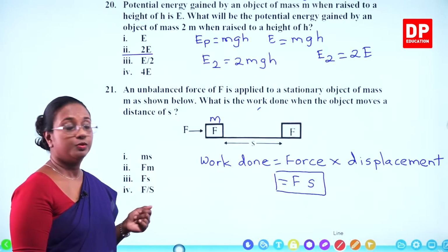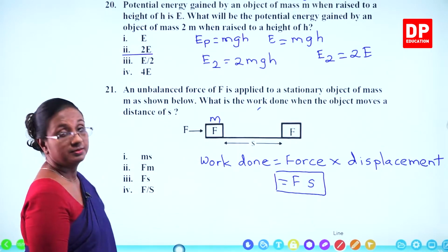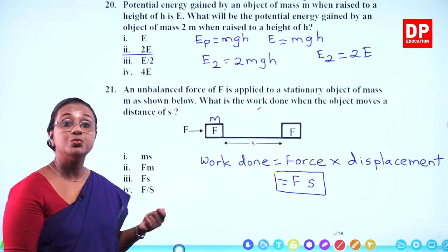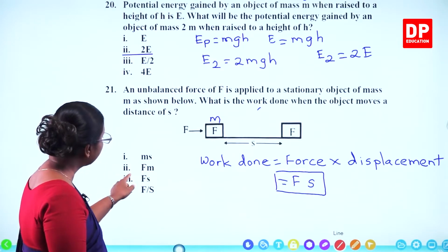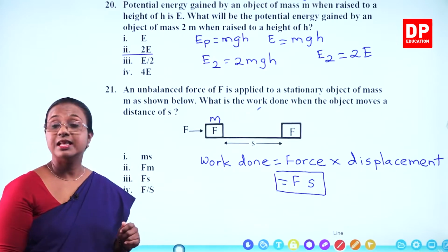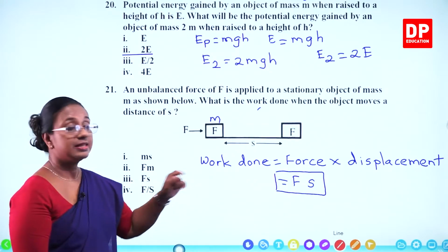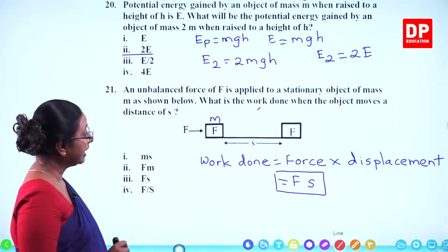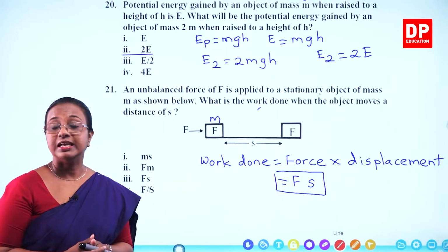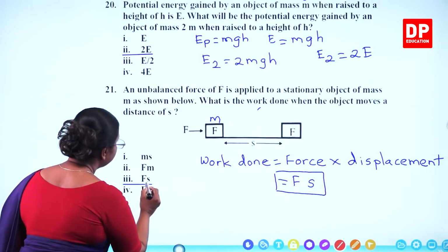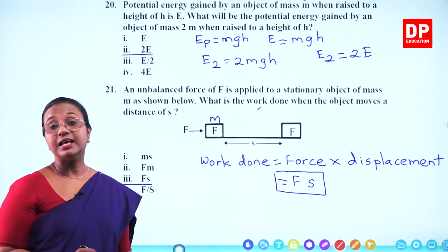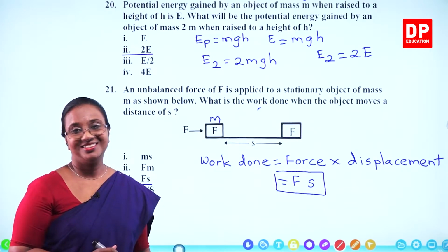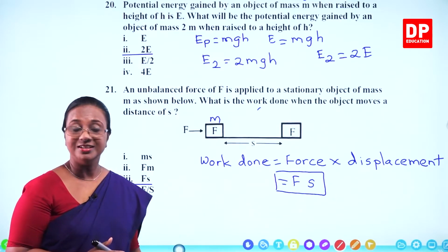Ms? No. Mass into distance moved. That is not correct because you need to have force, that is weight. So Ms is not correct. F into m, that is force into mass, that is also not correct. Fs, that is correct. Force into distance. F divided by s, that is capital S, that is also incorrect. So here it is Fs. That is the correct answer. I am sure you all can understand these two questions correctly, students. So then I'll move on to the next question.